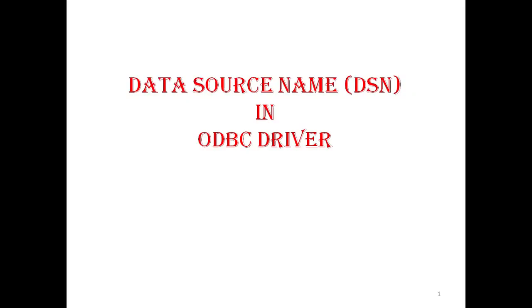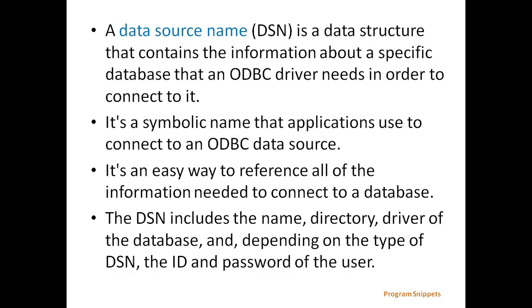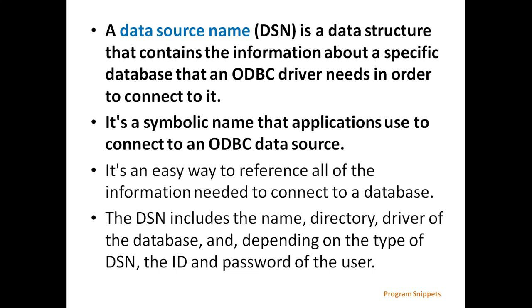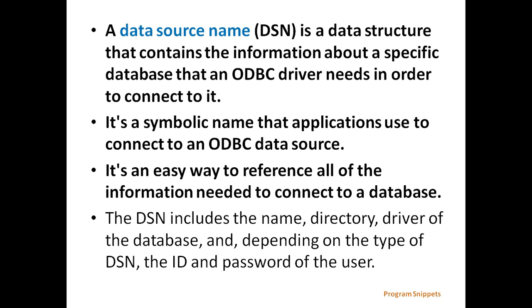Here we will see data source name in ODBC driver. A data source name is a data structure that contains the information about a specific database that an ODBC driver needs in order to connect to it. It is a symbolic name that applications use to connect the ODBC data source. It is an easy way to reference all the information needed to connect to a database.